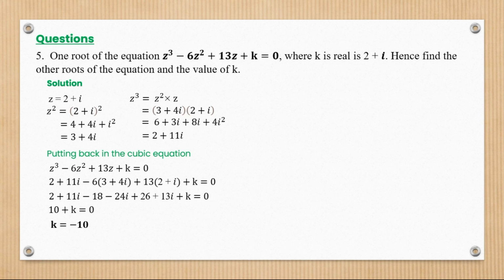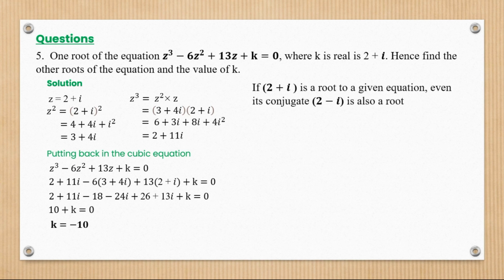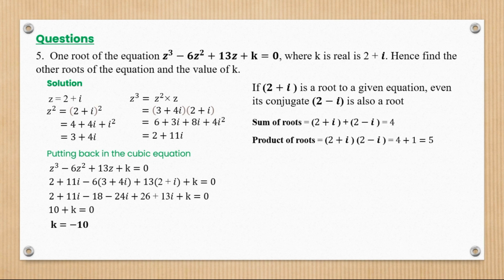Now that we found the value of k, we can continue to find the other roots by using long division. But we can already see that the first root that we have is 2 plus i. So let's first find that first quadratic factor. The first quadratic equation can be found like this. Using the sum of roots, it's going to be equal to 4. Then the product of roots is going to be equal to 5.